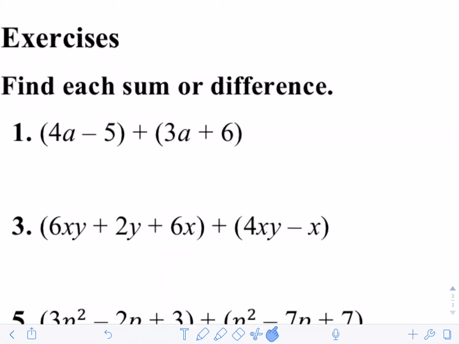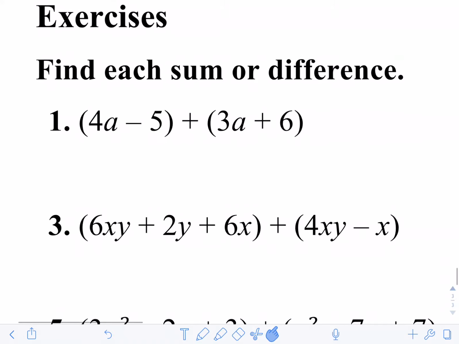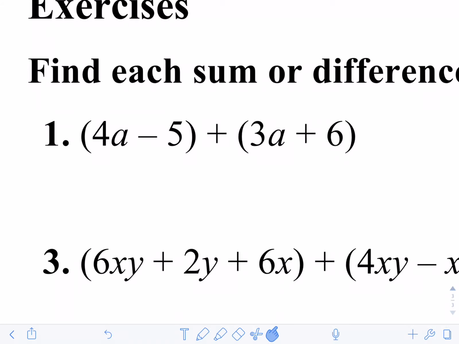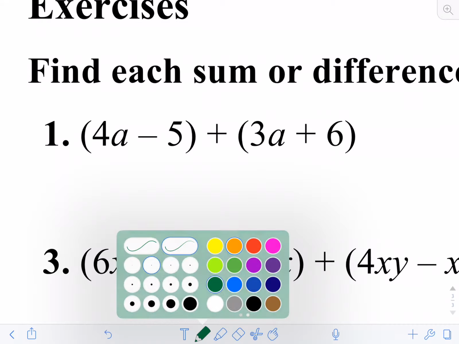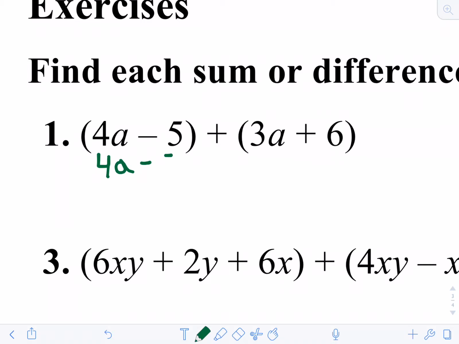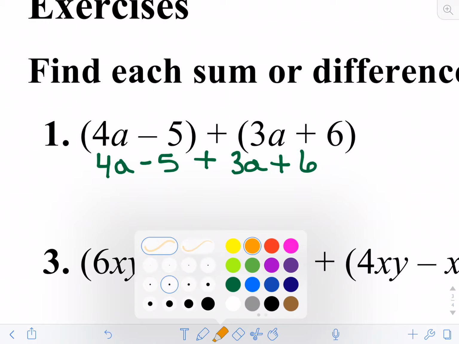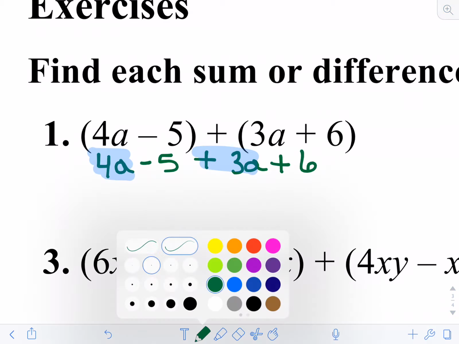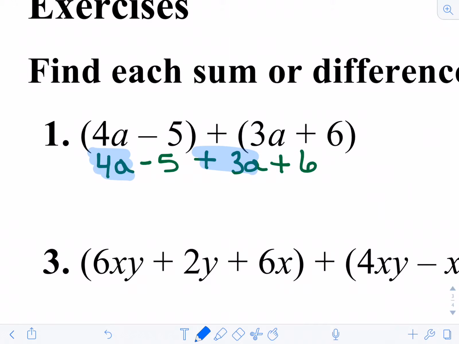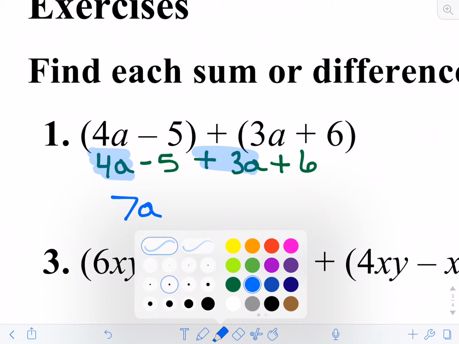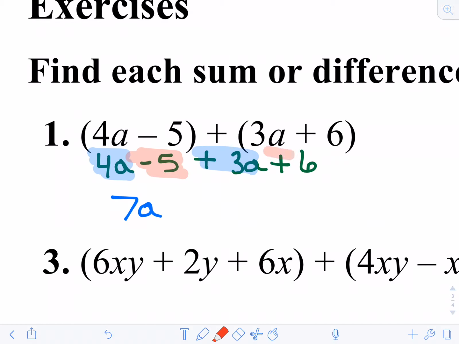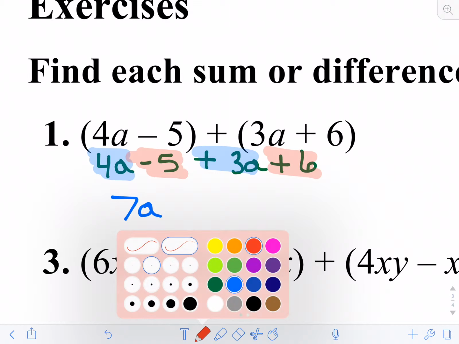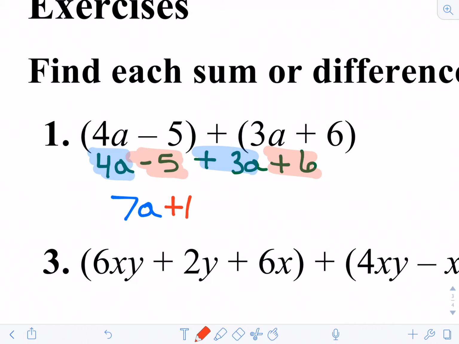So here we go. Number 1. It says find each sum or difference. So for this one, I'm going to rewrite it first. So I have 4a minus 5 plus 3a plus 6. That's the first thing I'm going to do, is rewrite it. Then I'm going to combine my like terms. So the first thing that I see here is I have a 4a and I have a positive 3a. Okay, so I know 4a plus 3a gives me 7a. And then I'm going to combine my constants. I have a negative 5 and a positive 6. Negative 5 plus 6 gives me a plus 1. And there's nothing else I can combine, so that's my final answer.